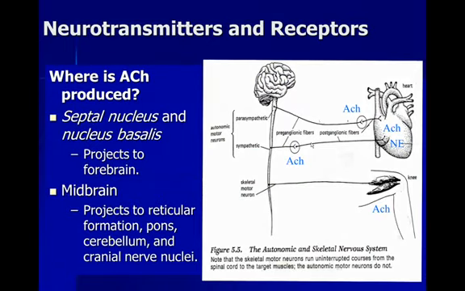Acetylcholine is produced in a variety of subcortical structures like the septal nucleus and the nucleus basalis, which include projections to the forebrain. These are part of the motor system. The midbrain, which includes the reticular formation, the pons, cerebellum, and cranial nerve nuclei. Again, a great deal of involvement in motor coordination. The cerebellum is certainly responsible for coordinating our sensory motor activities.